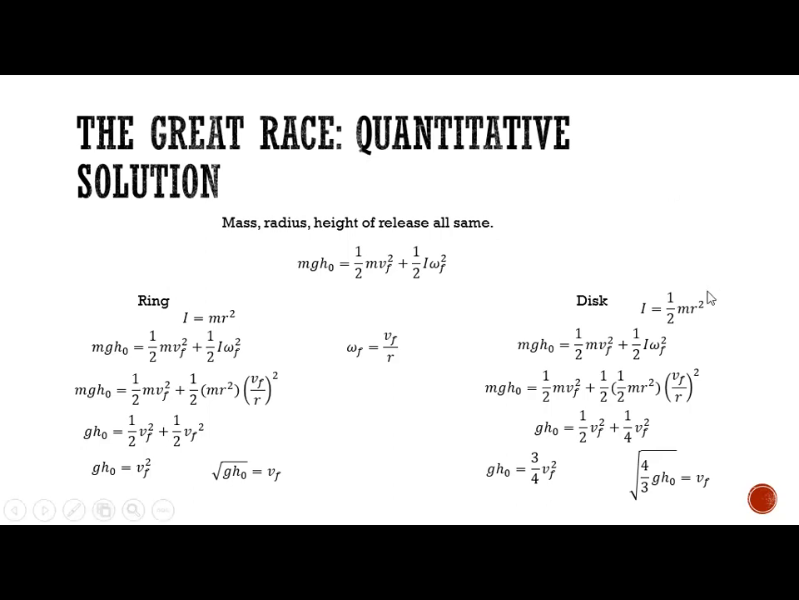Remember, you could substitute I in if you know the moment of inertia. Another one that's sometimes very helpful to have is that omega equals v over r. Those can be helpful if you're trying to find v final.